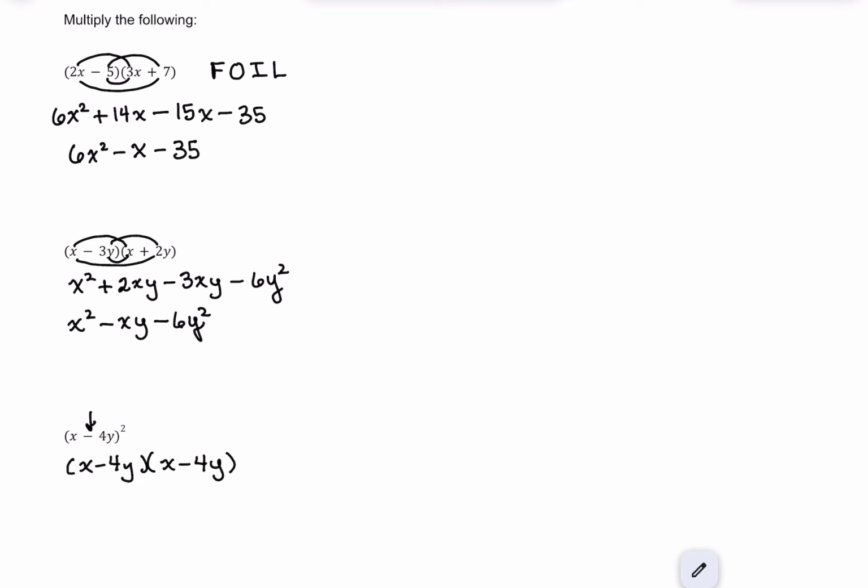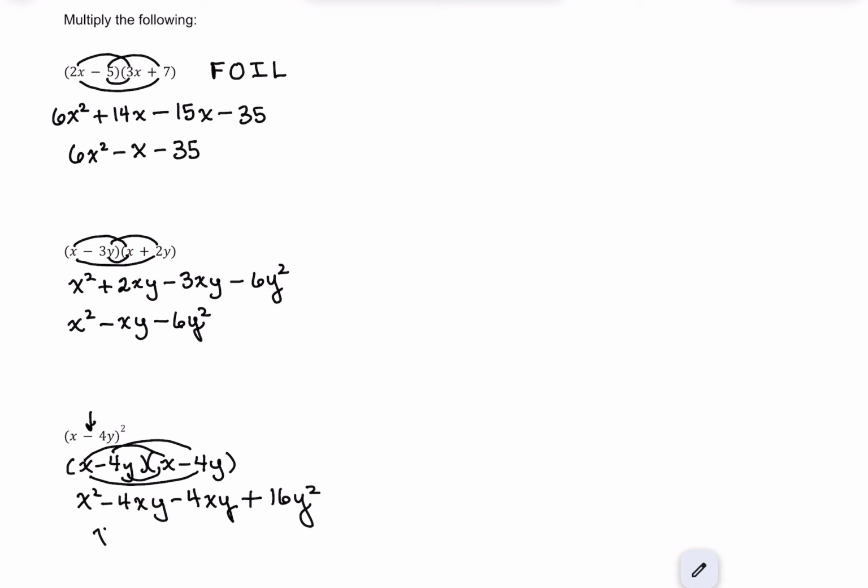So we're going to use the FOIL method. First, x times x is x squared. Outers, x times negative 4y is a minus 4xy. Inners, negative 4y times x is a minus 4xy. Remember, alphabetize those variable factors so your like terms are easier to recognize. And then negative 4y times negative 4y, negative times negative is a plus. 4 times 4 is 16, y times y is y squared.